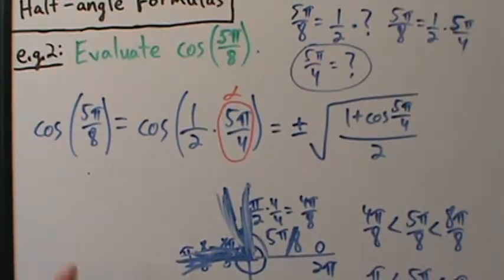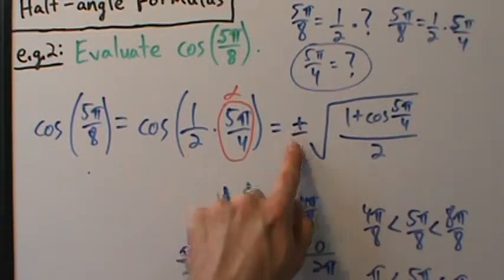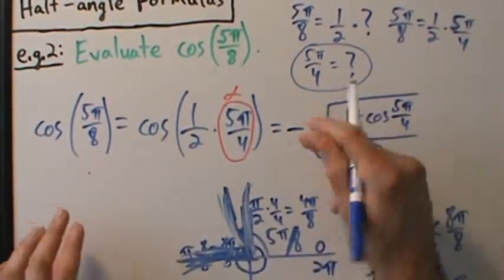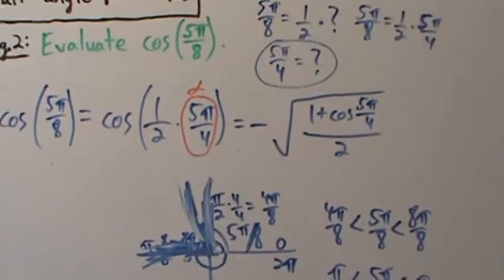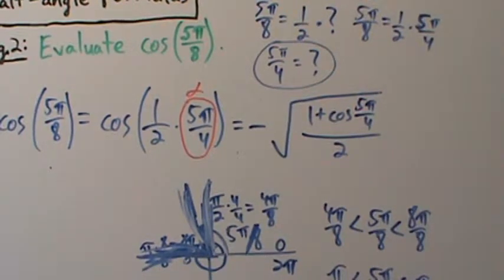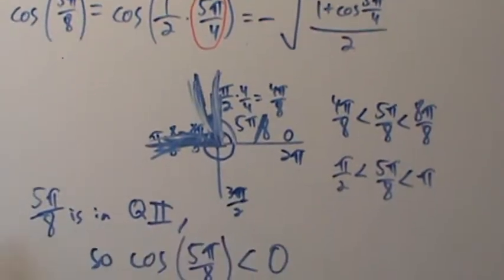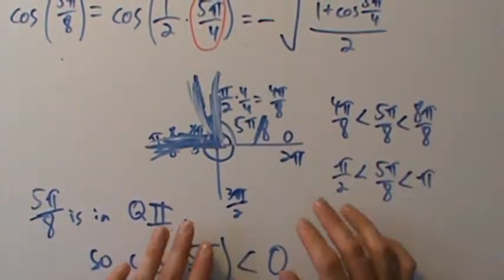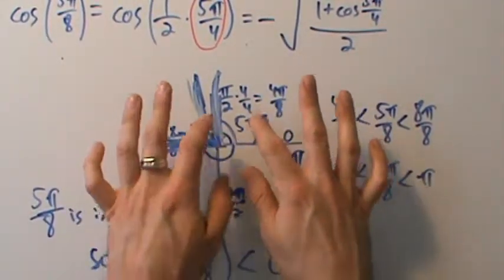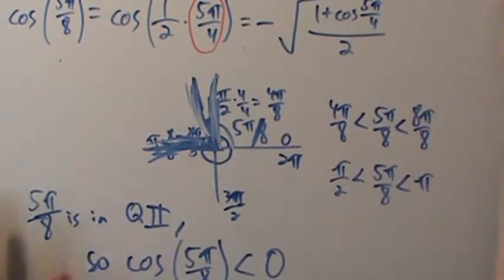So what that means is cosine of 5 pi over 8 equals plus or minus the square root of this. We're going to take the negative square root, because cosine of 5 pi over 8 has to be negative, because 5 pi over 8 is in quadrant 2. That's how we determine which sign to use. We just have to think about which quadrant this angle is in. Sometimes it might be helpful to think of 0, pi over 2, pi, 3 pi over 2, and 2 pi, and put them all over the same denominator as your alpha over 2 is.